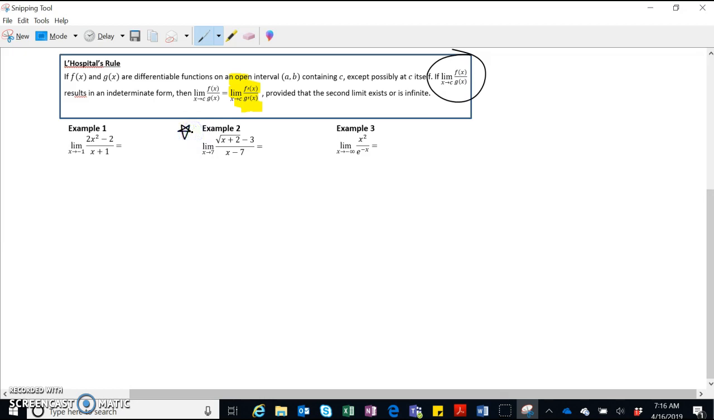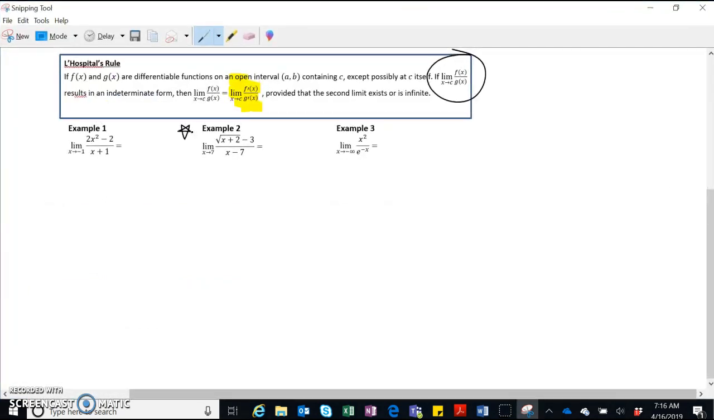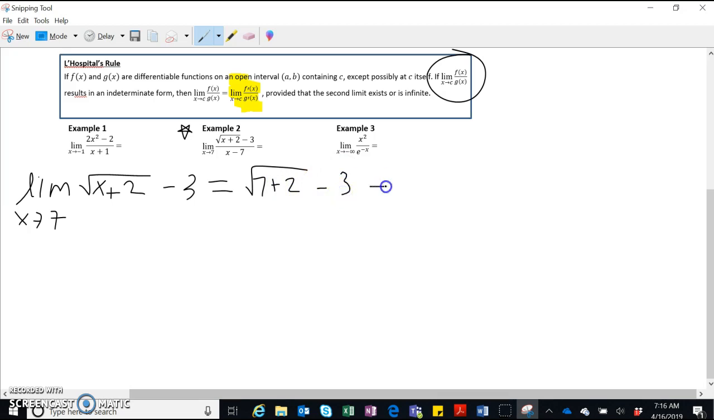And here's what I want to show if I'm going to do L'Hopital. I want to write the limit as x approaches 7 of the numerator. I want to say the limit as x approaches 7 of the square root of x plus 2 minus 3 equals, and then do some substitution. This is going to be the square root of 7 plus 2 minus 3. Do some mental math, I get 0.